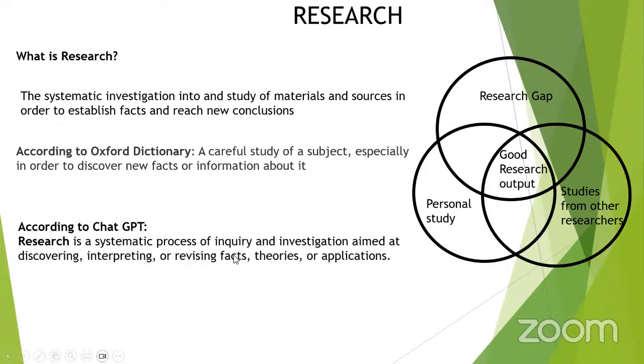ChatGPT also told us that it's a process of inquiry or investigation aimed at discovering, interpreting, or revising facts. So one thing I want you to pick up from here is that as a researcher, the main thing is you want to investigate a particular subject, and the goal at the end of the day is to deduce a fact. Just to summarize it, I have this Venn diagram. First, there's a research gap. Before you can do research, there has to be a research gap. That means there's something people have been working on, or maybe nobody has worked on it, but it has to be studied. So you need to identify a research gap that has to be worked on.